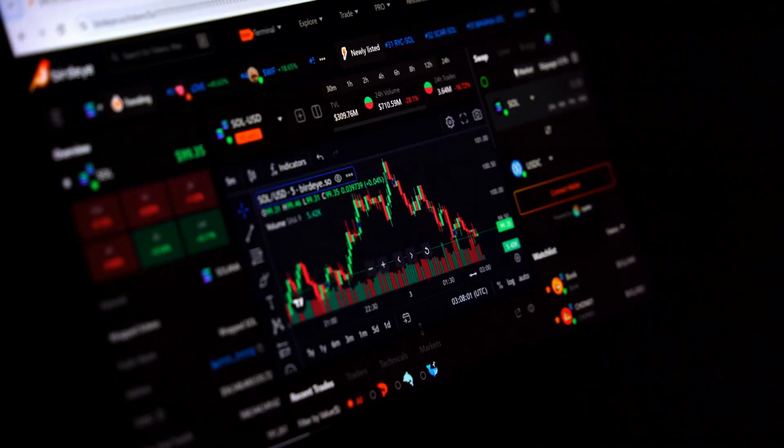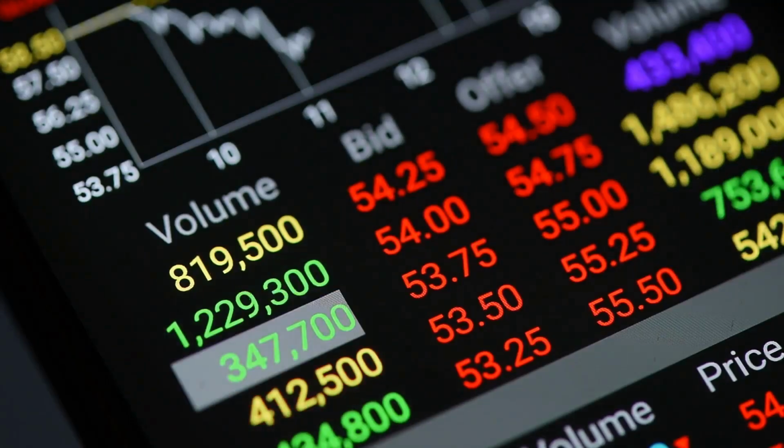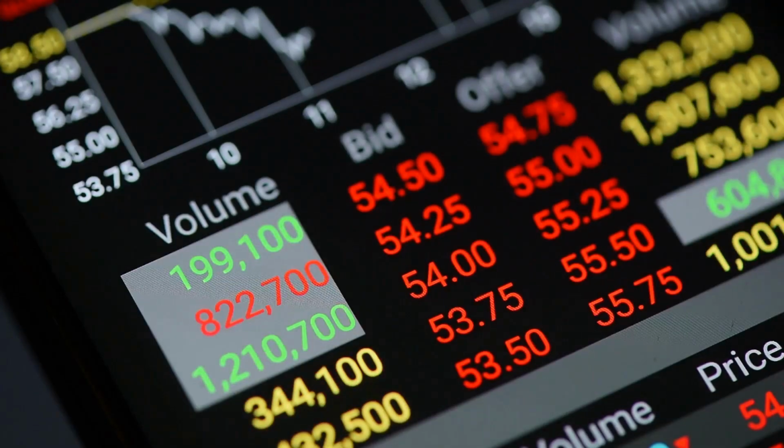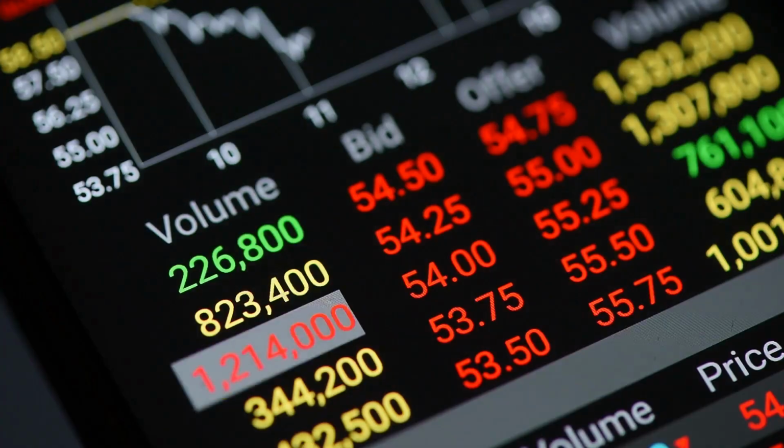These concepts are the building blocks of market analysis and crucial for making informed decisions. We'll be covering bid, ask, spread, and liquidity. Understanding these four elements will empower you to interpret market dynamics effectively.